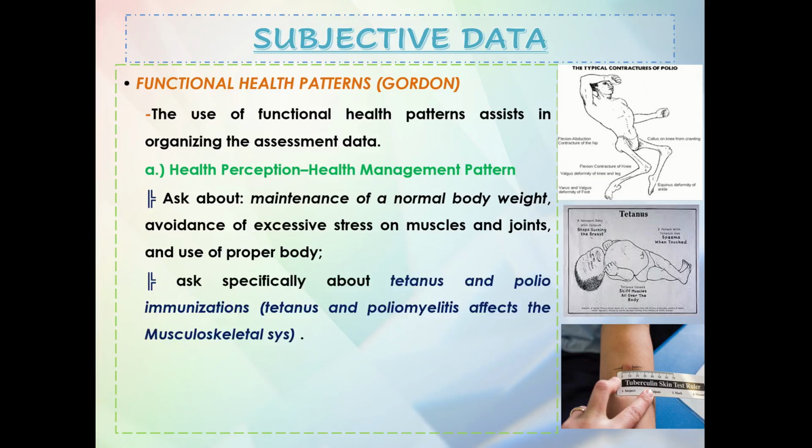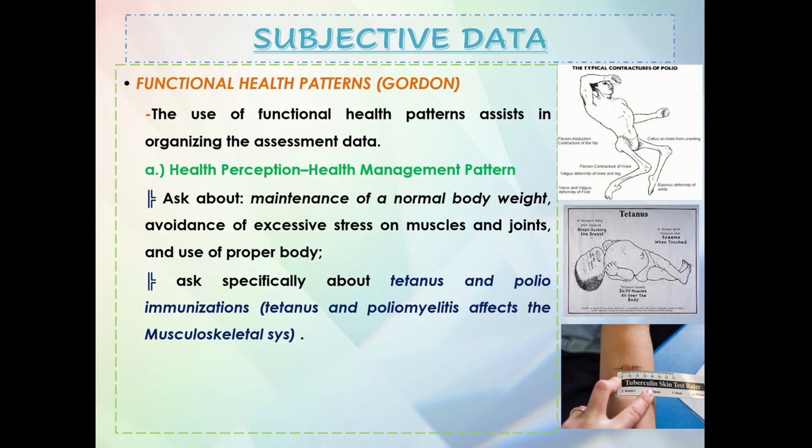Because tetanus and poliomyelitis affect the musculoskeletal system. So for example, in this image, we can see here the typical contractures of polio. So, kung wala kang vaccine ng polio nung tayo ay bata, so mahirap, or probably you will be at risk of having polio. Pero lahat naman halos ng bata here in the Philippines, 'di ba? Binabakunahan na ng polio. Okay, binibigyan na ng polio vaccine.